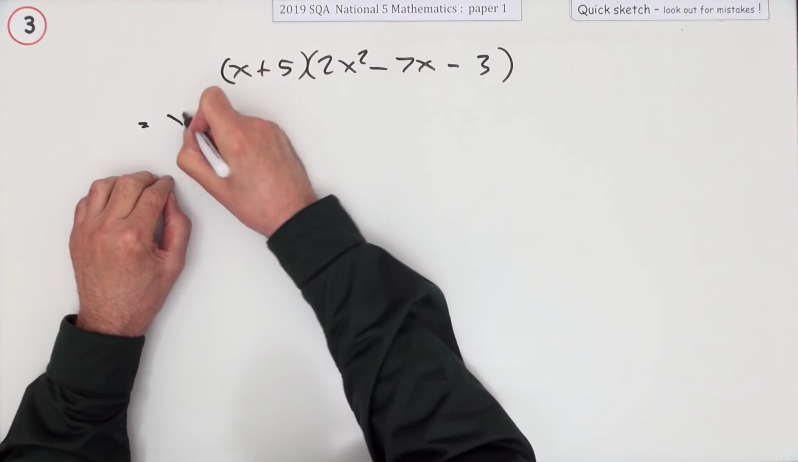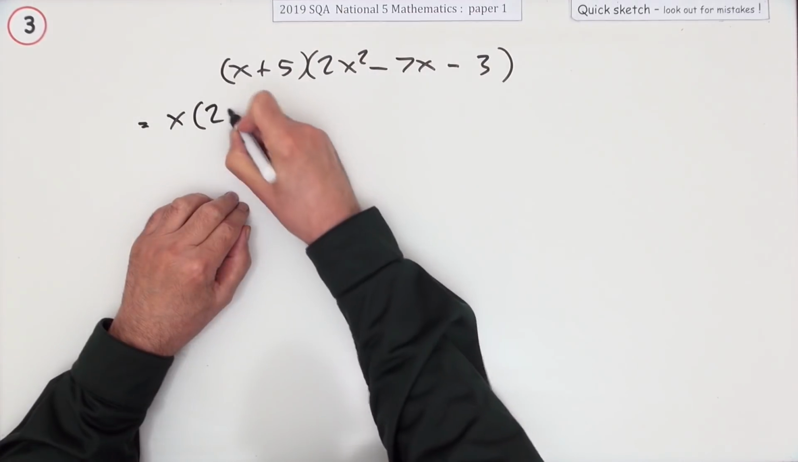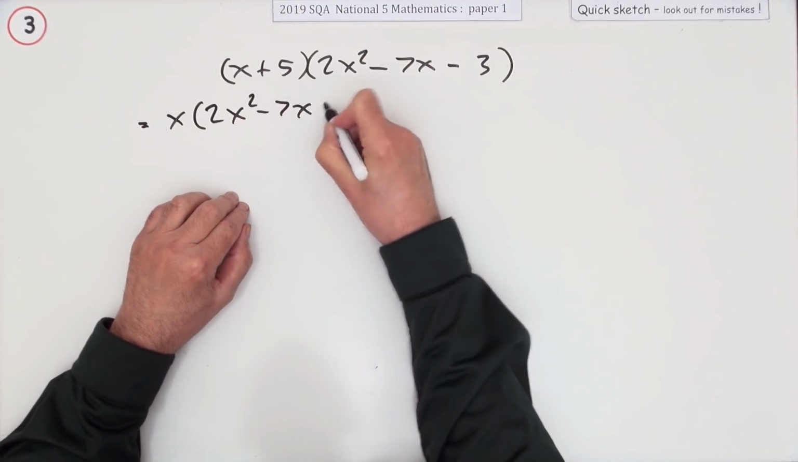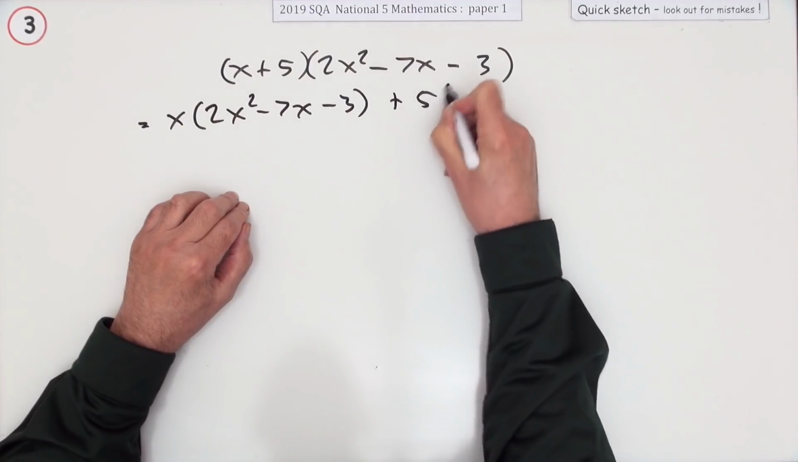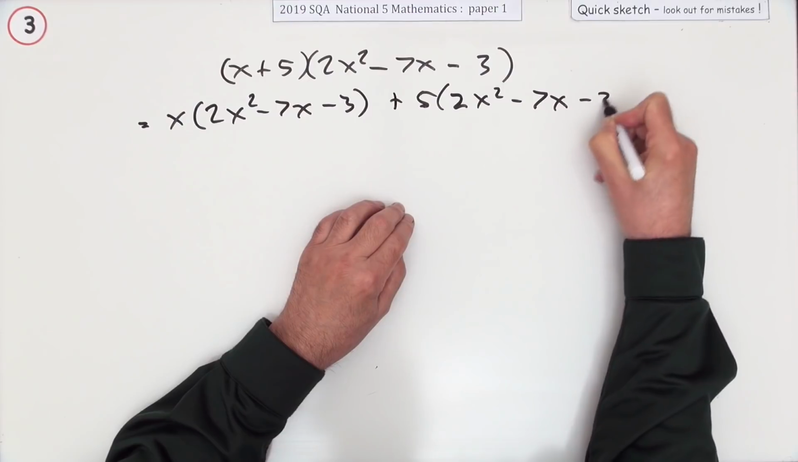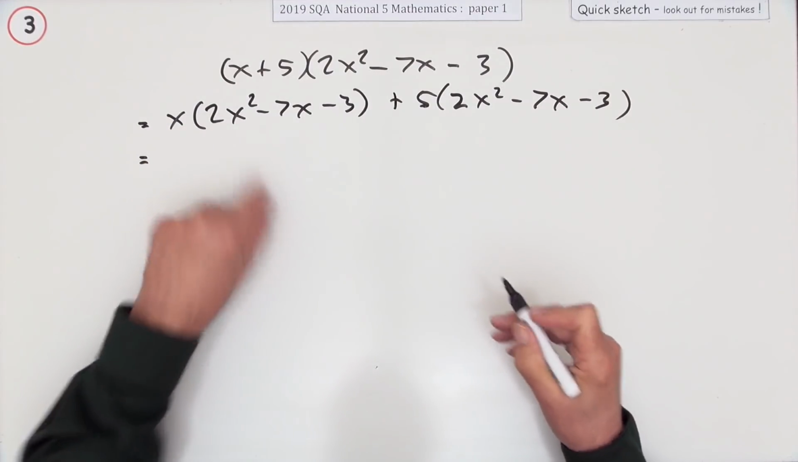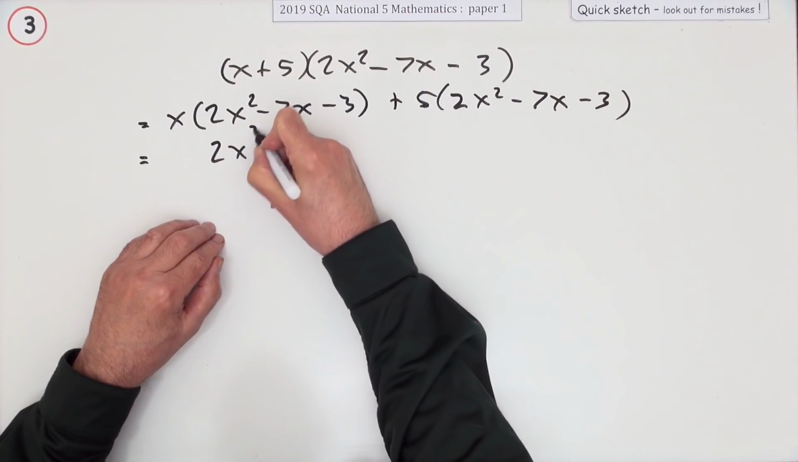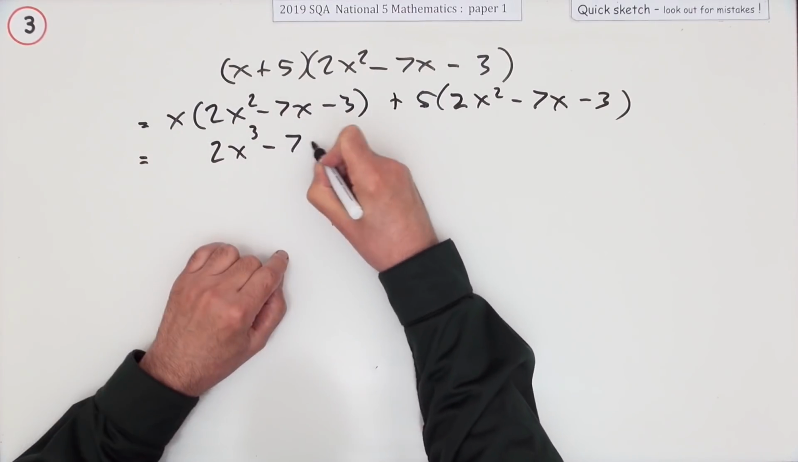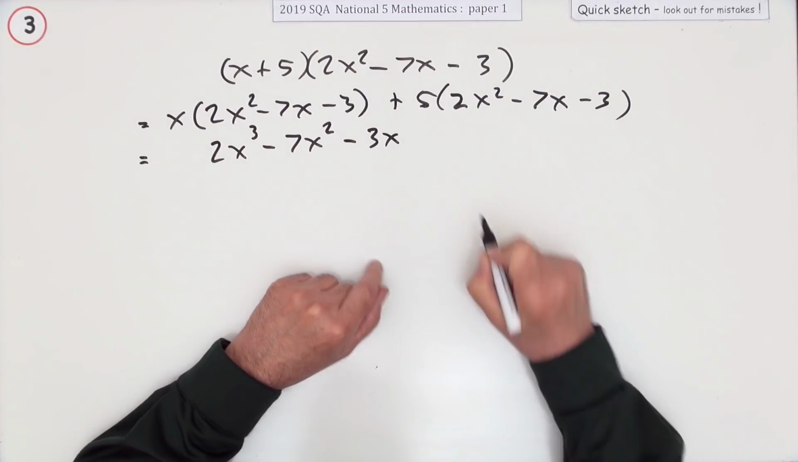Or you might have decided to play safe and let each of them take their turn. So x is going to multiply the bracket. And 5 gets its shot at multiplying the bracket. Then just multiply it all out. X times this. So that'll be 2x cubed. X times this. Now it'll just be x squared, and x times 3 will just be a 3x.